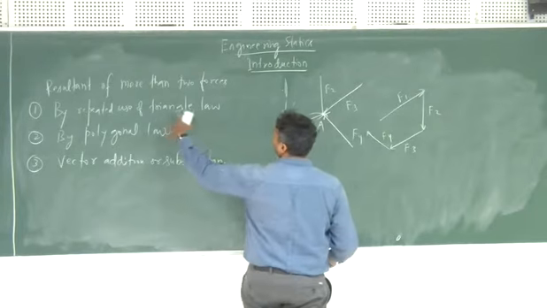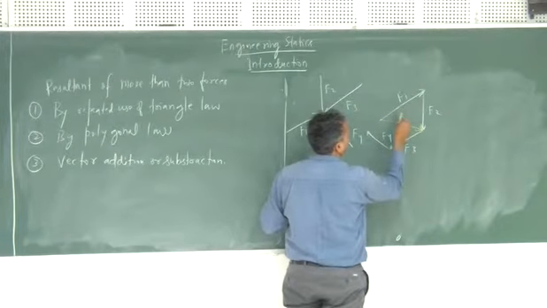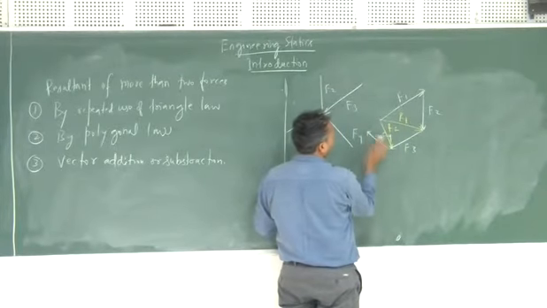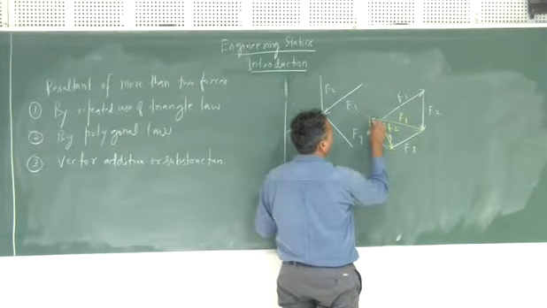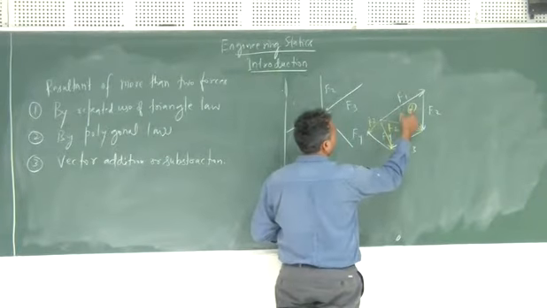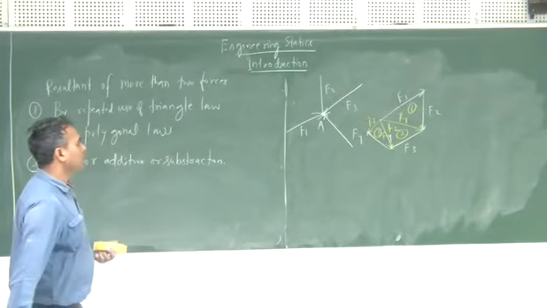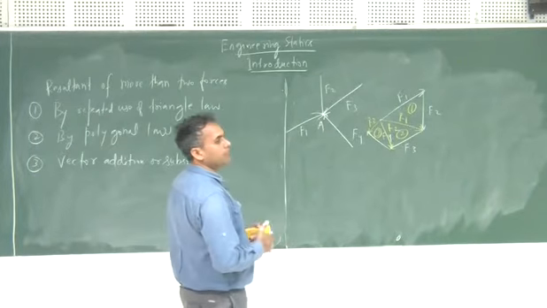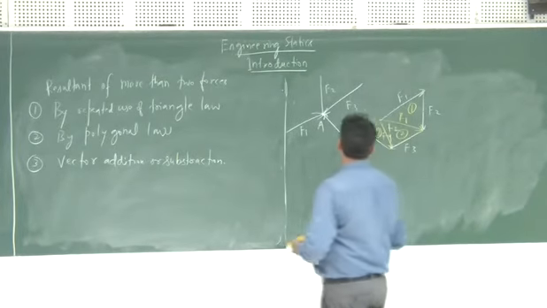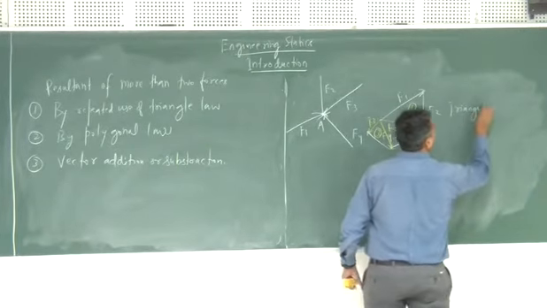So if you have to find out the resultant, one can first apply the repeated use of the triangular law, in which you can get resultant R1. Then this and this give R2, and R1 and R2 give R3. So first the triangular law was applied here, second this, and third this, and you get the result. This is for a multi-force system, like when a particle is acted upon by more than two forces.